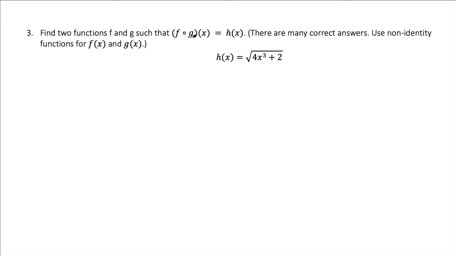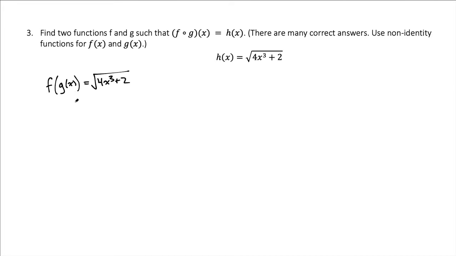To find two functions whose composition is equal to this h of x, there are a lot of different ways of doing this. It says there are many correct answers. It says use non-identity functions for f of x and g of x. That just means don't let these equal just x. That would be boring and dumb. So we want to find two functions where f composed with g is h of x. So we're looking for f of g of x to equal the square root of 4x cubed plus 2.